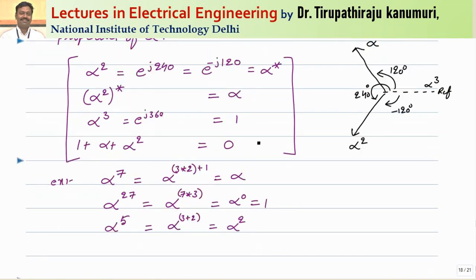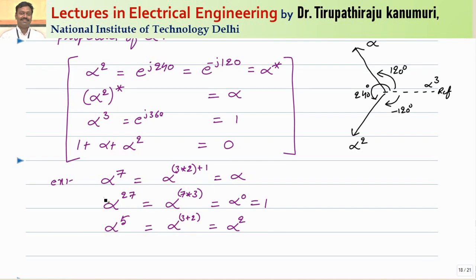So from this, we will make the conclusion that if any numerical is given, and I want to calculate alpha to the power of 7, what will it be? This will be equal to alpha to the power of... every 3 is completing one cycle. So I can write this in the form 3 into 2 is 6, so this is 6 plus 1. So alpha to the power of 6 will cancel out, and only alpha will remain.